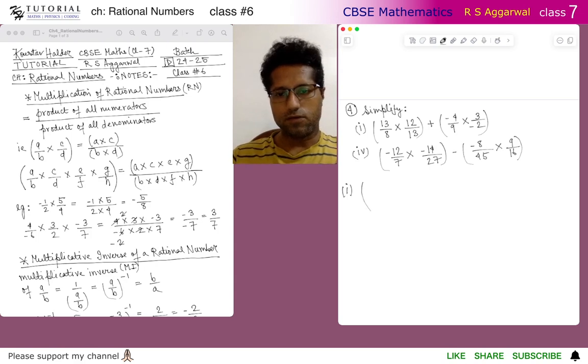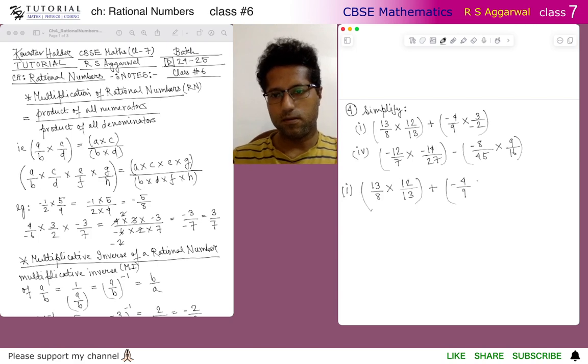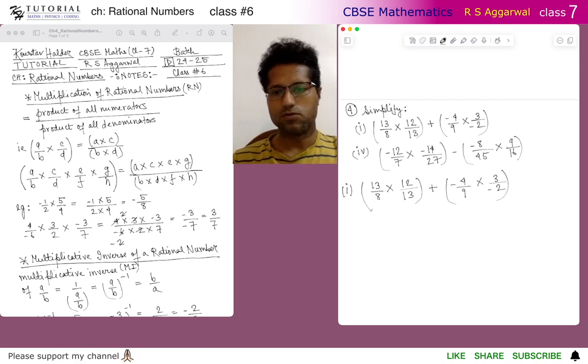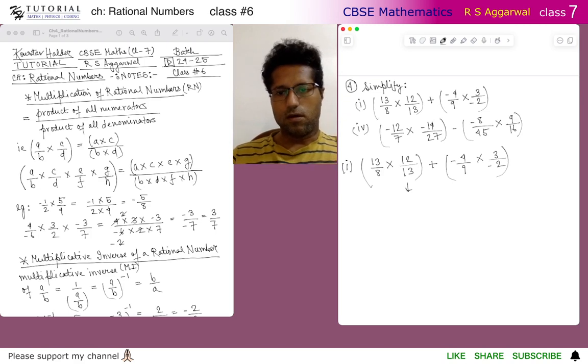So the first one is 13 by 8 multiplied by 12 by 13 plus minus 4 by 9 multiplied by 3 by minus 2. So we have two products. We have to find two products and then we have to add those products. So we have to individually find the products first. In the first product, the result will be the product of the numerators divided by the product of the denominators.